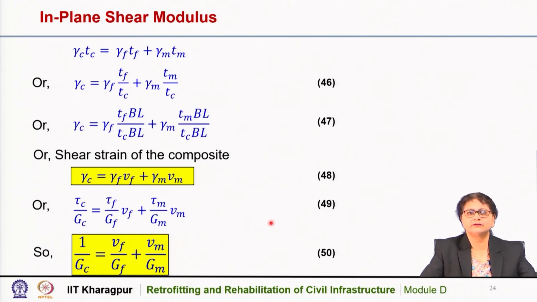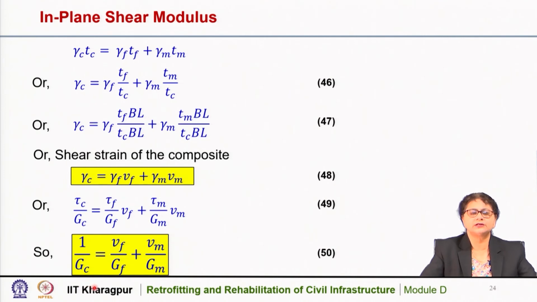So, the shear strain of the composite can be written as gamma C is gamma F into V F plus gamma M into V M. So, this is the shear strain in the composite. By knowing the shear strain of the fiber and the matrix and their volume fractions, we can determine the shear strain in the composite. This can also be written in terms of the shear modulus and the shear stress, that is tau C by G C, similarly for the fiber part and for the matrix part. And since the shearing stresses are the same, we can eliminate it.